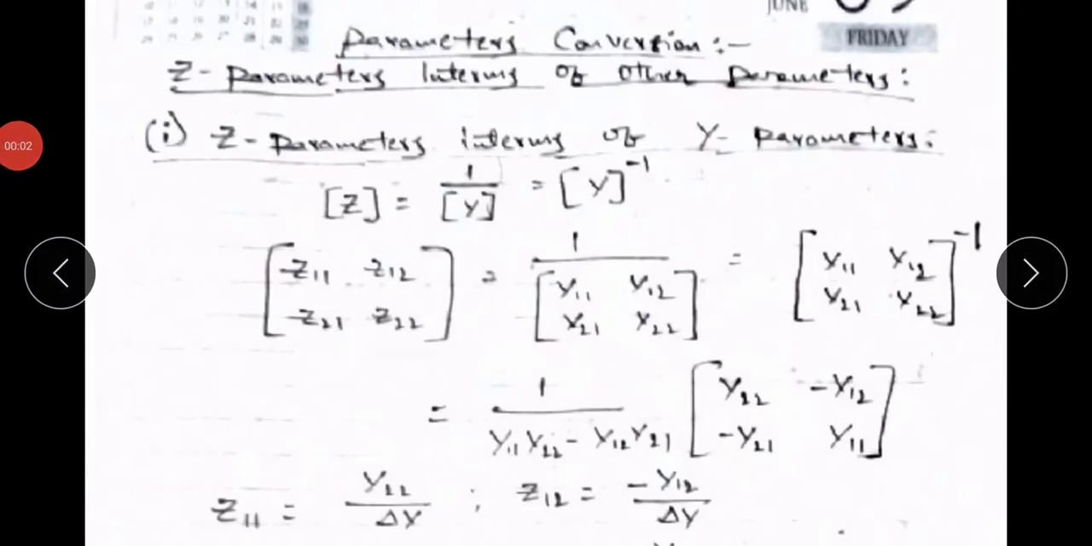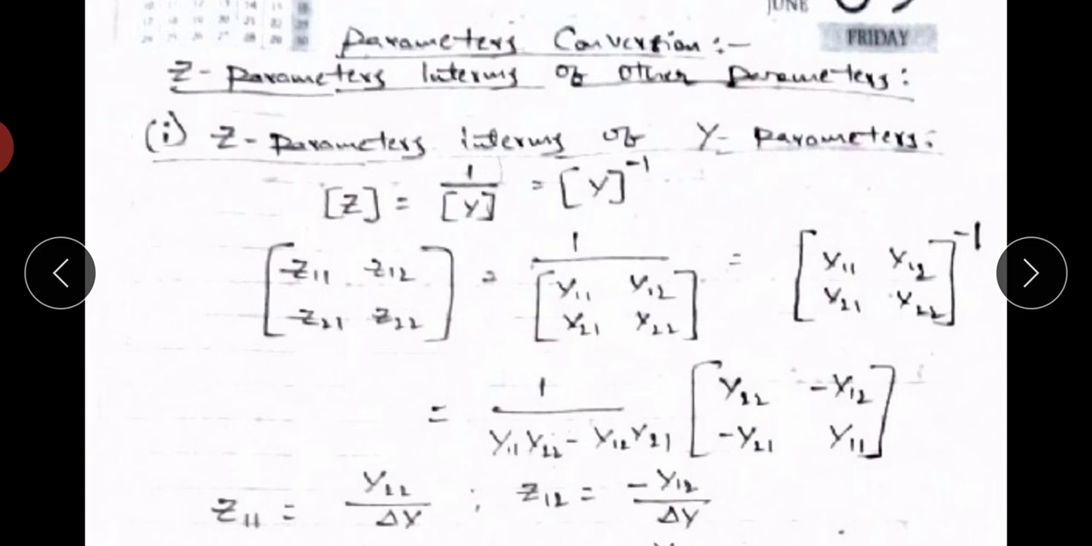Okay, now I would like to explain about the two-port network parameter conversion. So first one, Z parameters in terms of other parameters. By using these formulas, if you know any one two-port network parameters, we can find other parameters. So for example, if you know the Y parameters, by using these formulas we can find Z parameters. Likewise, if you know ABCD or H parameters, by using these formulas we can find Z parameters.